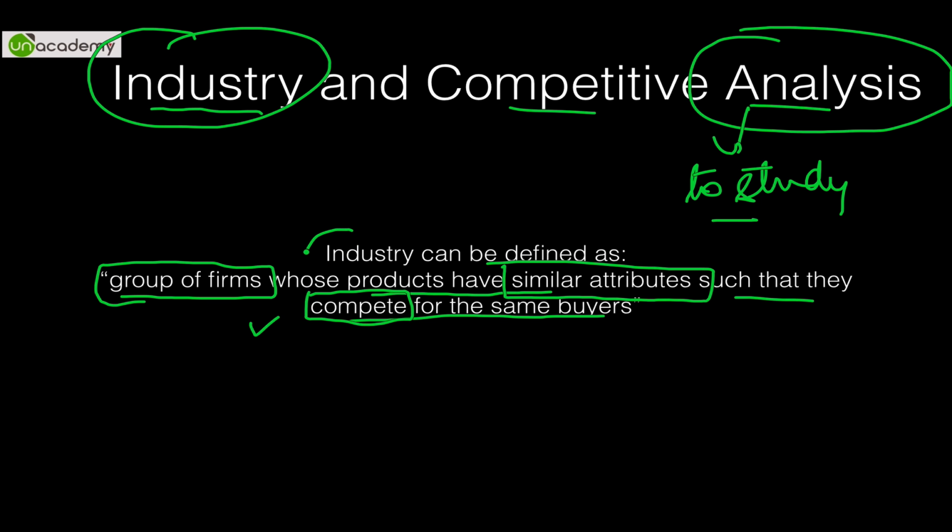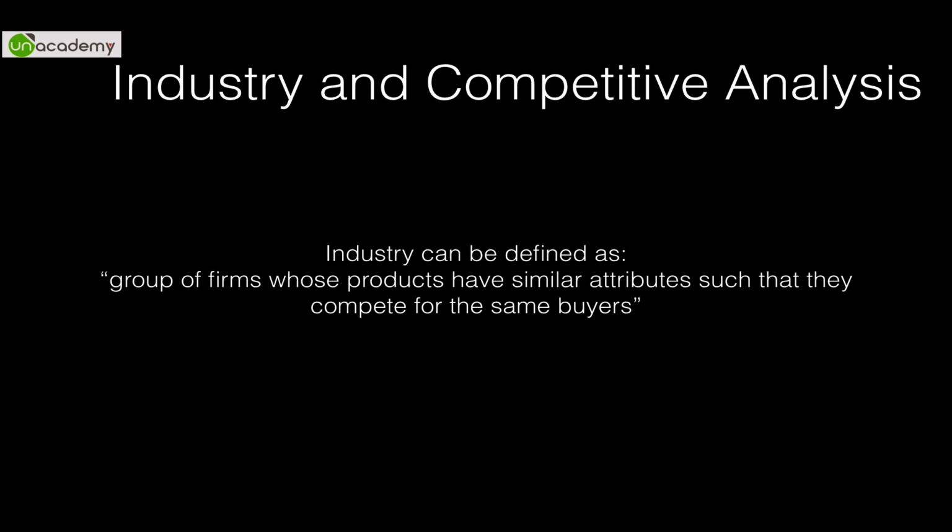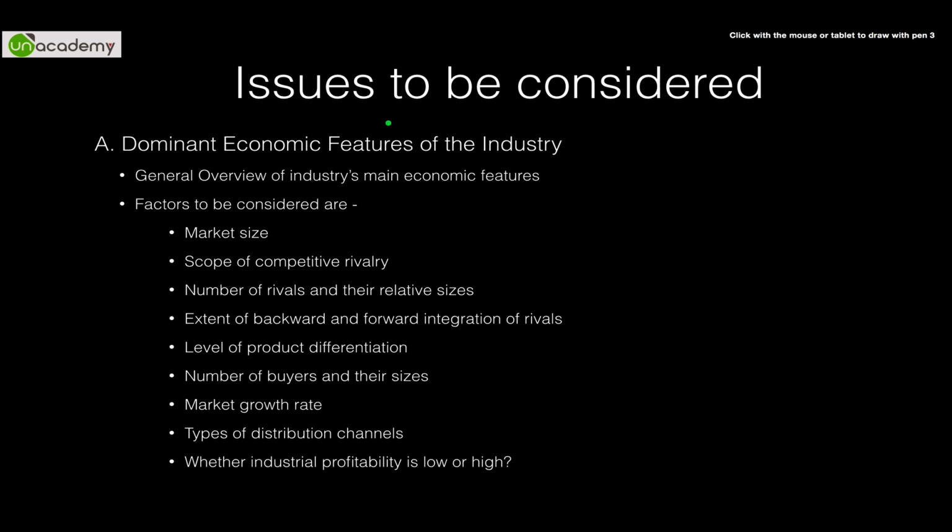So, by understanding this definition of industry, we can understand how to survive the competition under competitive analysis. Both things go hand in hand, industry and competitive analysis. On the basis of this, we analyze what the issues pertaining to the industry are. So let's understand the issues to be considered pertaining to the industry. These are the issues that we are going to understand.